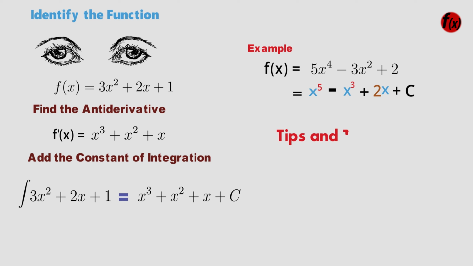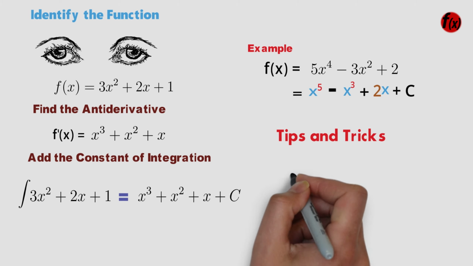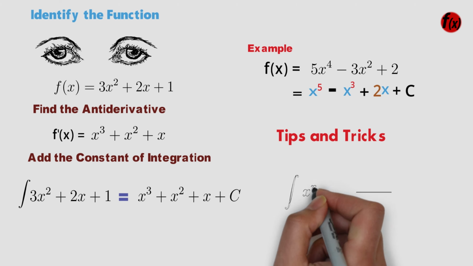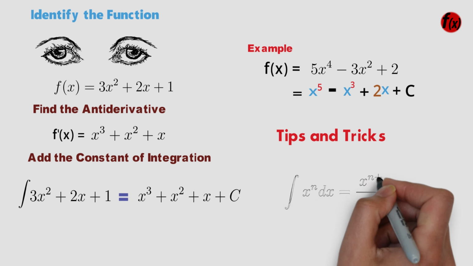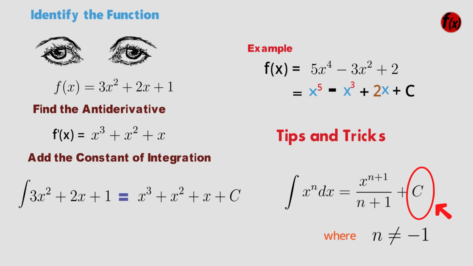Tips and tricks. Practice makes perfect. The more you practice, the better you'll get. Try integrating different functions to get the hang of it. Use the power rule. Remember, the power rule for integration is the integral of x to the power n dx equals x to the power n plus 1 over n plus 1 plus c, where n is not equal to negative 1. Don't forget the constant. Always add that constant of integration c.